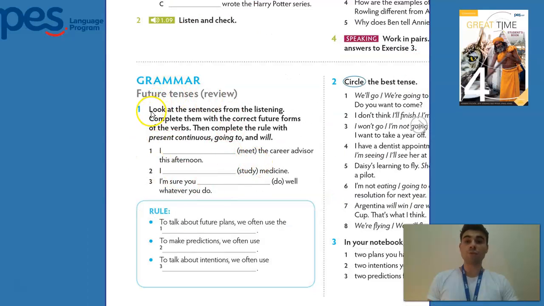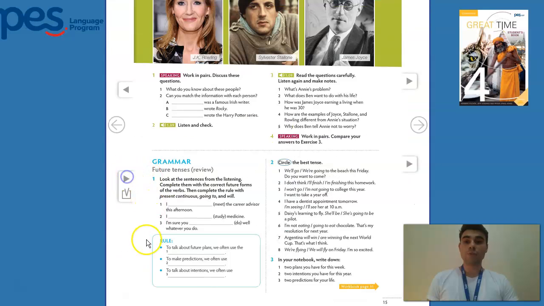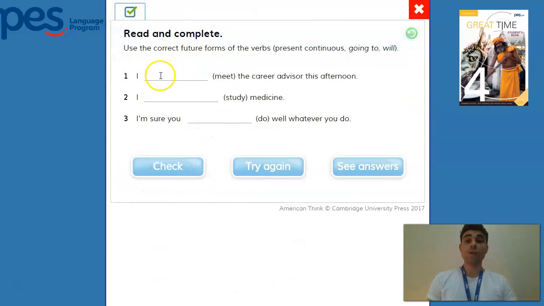So, now we have to look at the sentences from the previous listening, the one you did in the exercises we sent you before, and we need to complete them with the correct future forms of the verbs. Then complete the rule with present continuous, going to and will. Okay, so let's go there. So here we need to complete the sentences, right, with the present continuous, going to or will, right?